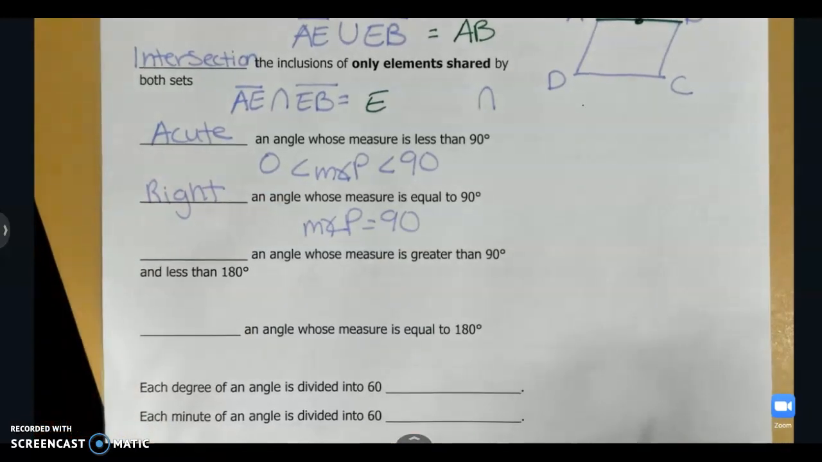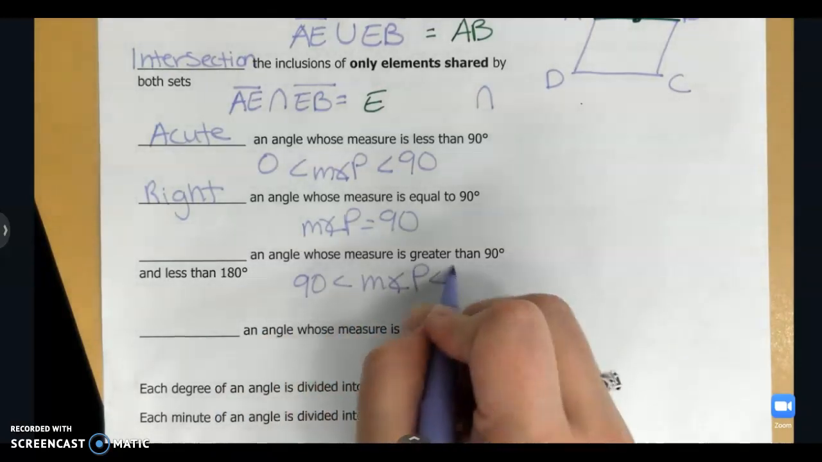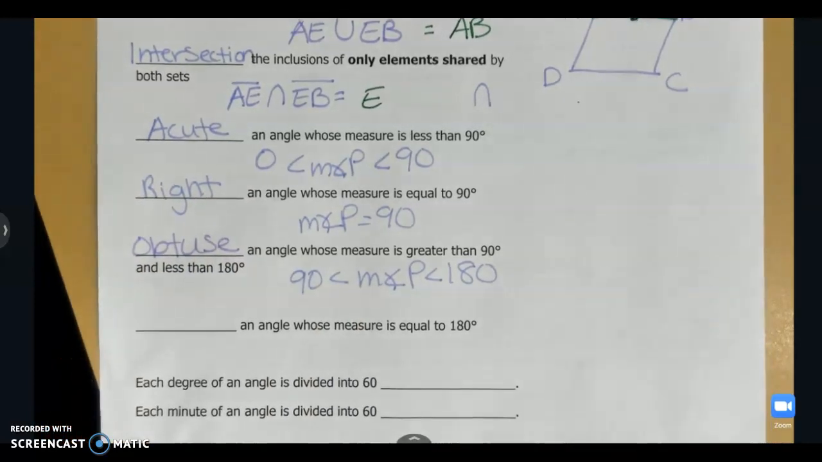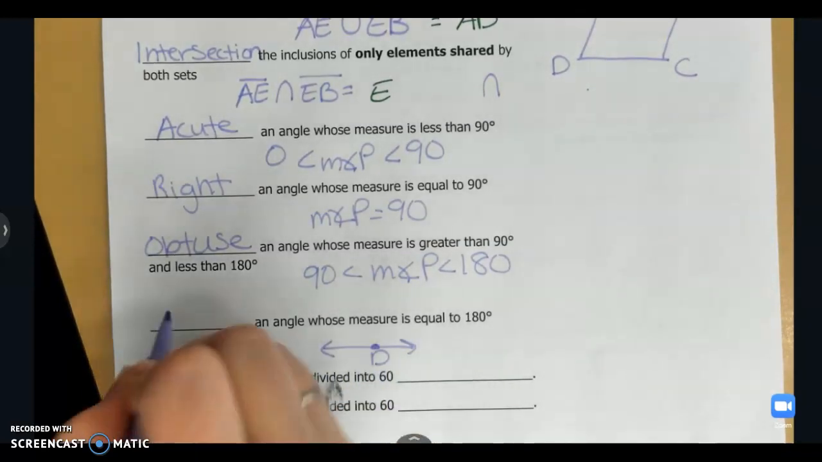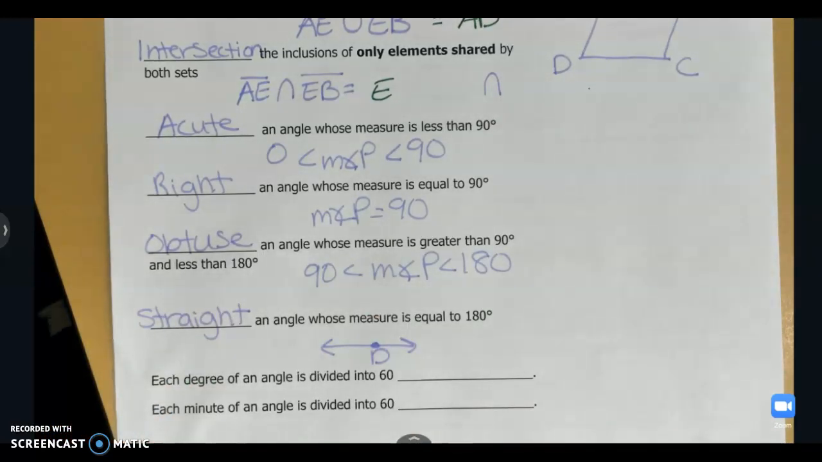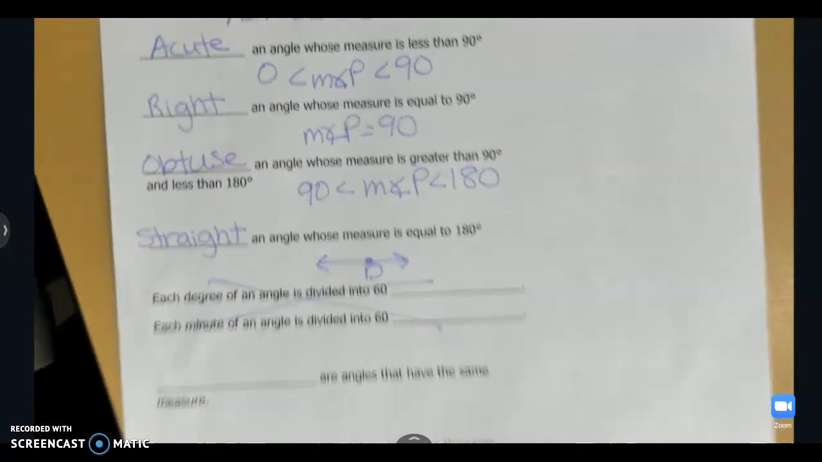And then greater than 90 but less than 180. Obtuse. And then an angle that's equal to 180. Straight angle. Which of these types of angles can we assume from a diagram? No, only the straight angle. You have to be given additional information about the rest. All right, and then we're done with degrees and minutes, so don't worry about that.